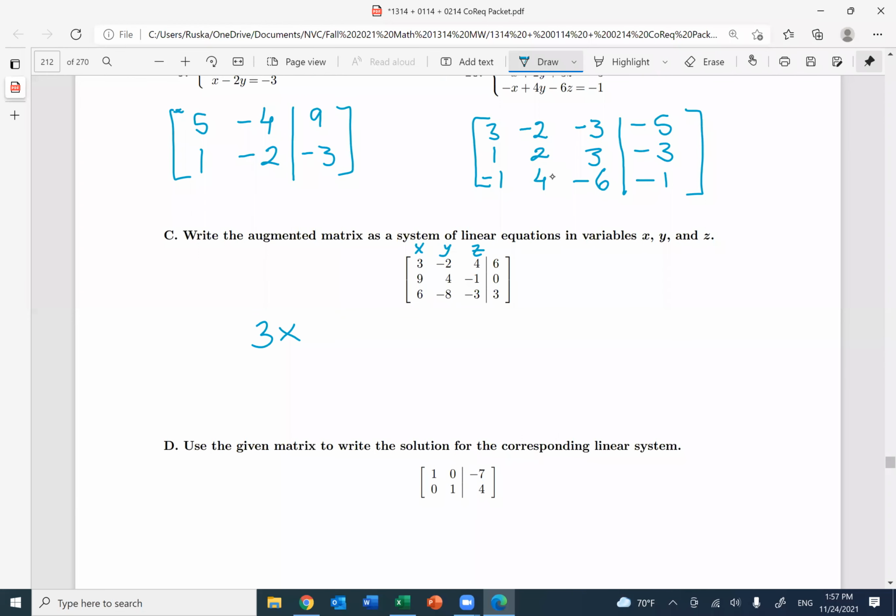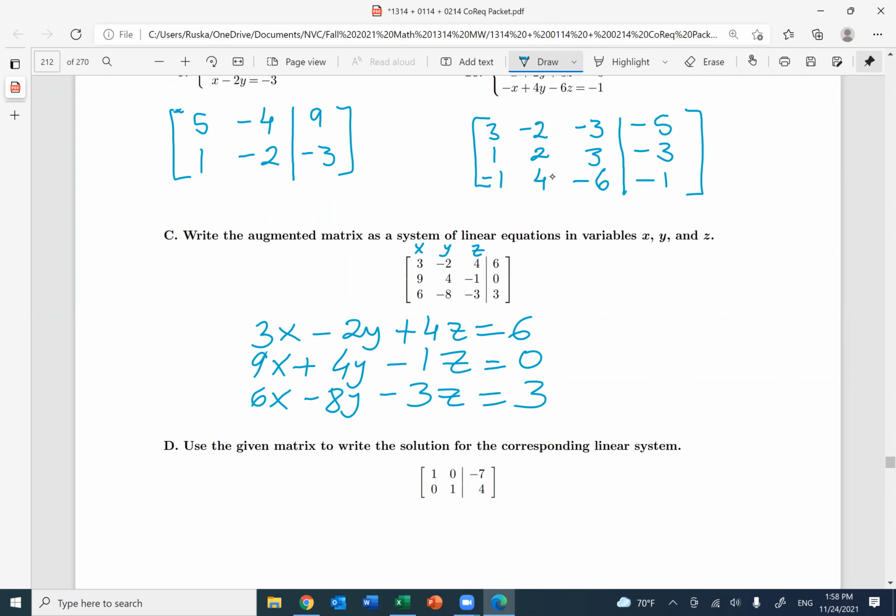You have 3X minus 2Y, you write it row by row, plus 4Z equals 6. So that's how you get the first equation. Then you go to the second row and do the same to get the second equation. So you have 9X plus 4Y minus 1Z, you can just put Z, it doesn't matter, equals 0. And then the last row gives me the last equation. We have 6X minus 8Y minus 3Z equals 3. And that's my system. Okay? That's the system of equations.